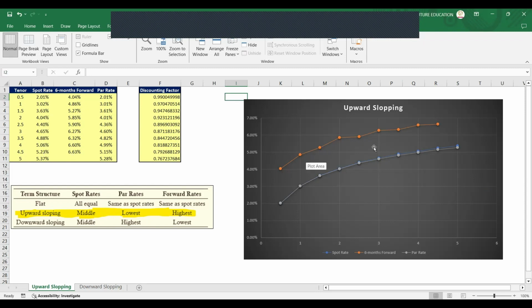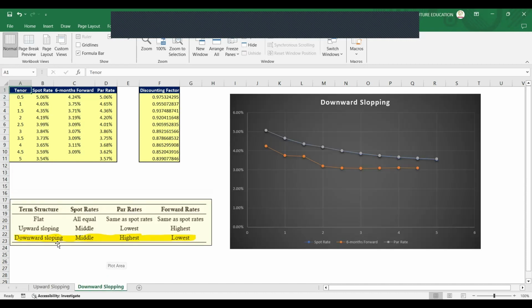So this orange line is the 6 months forward rate curve. If you notice, it is highest and the par rate is lowest. So for upward sloping, when future expectations are high, forward rates would be highest and the par rate is lower. That's what this point is saying. The spot is in the middle, and forward rates are highest because your curve is upward sloping.